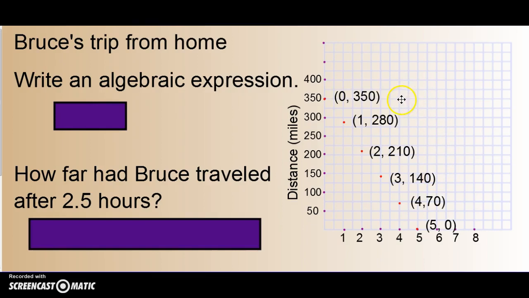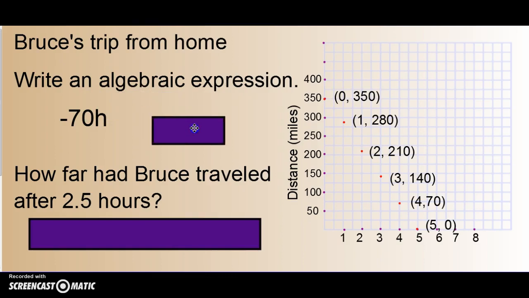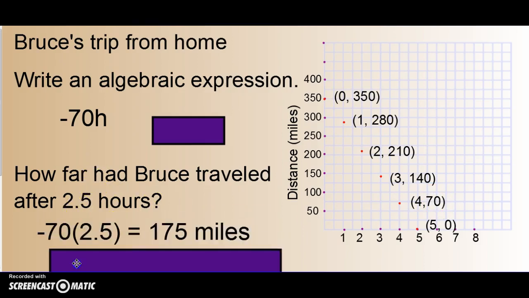He would have gone 210 miles so far. And so notice that he's getting closer to home. The mileage is getting shorter. And so to write an algebraic expression, you would say he gets closer to home, or my y is going down by 70 every hour. So you would want to say a negative 70 because my graph is going down and my y is going down. How far had he traveled after 2.5 hours? You would just multiply and you would say he had gone 175 miles.